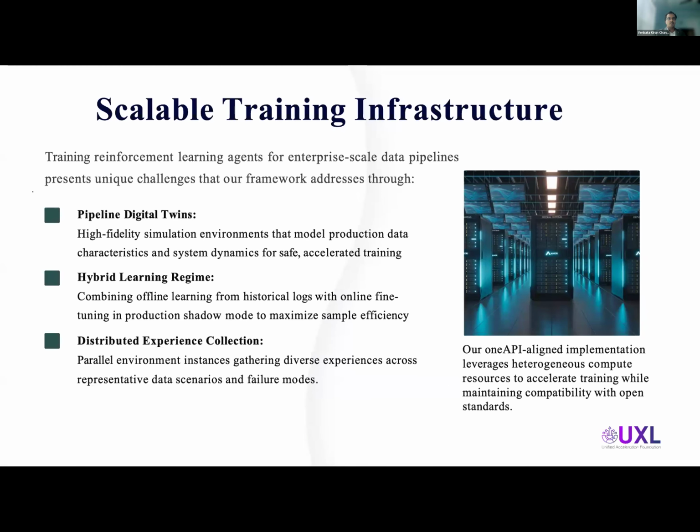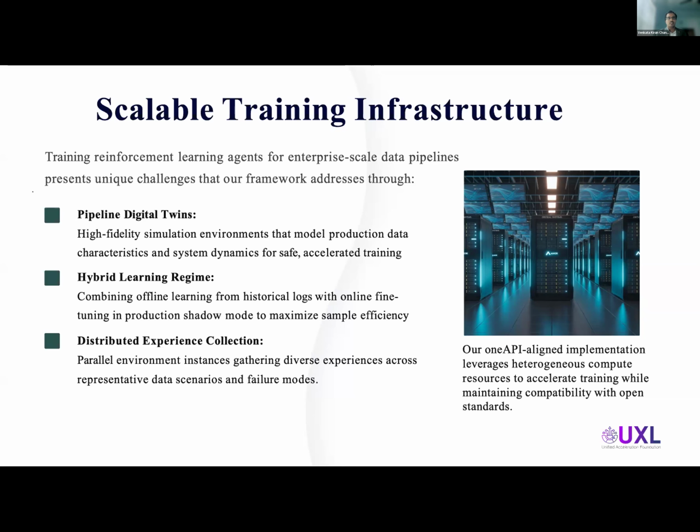Training reinforcement learning agents for data pipelines is not trivial, so we solve this with three innovations. First, pipeline digital twins. We build high-fidelity simulations of production pipelines, with the same schema and same error modes, so agents can train safely before going live. A digital twin is a digital version of a real object, with similar configurations, that allows you to simulate what is going to happen on the real object. This is how digital twins play a role here.